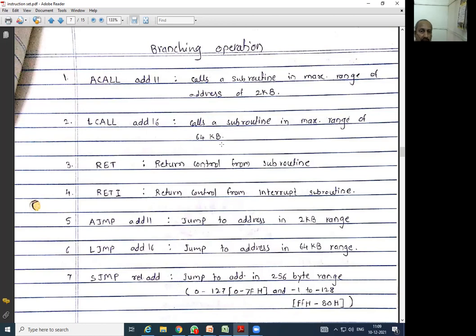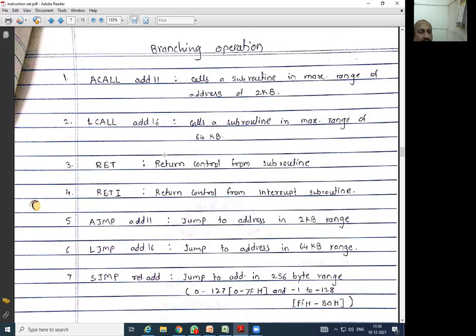Okay, LCALL. Then the next one is RET. What is this RET? It should be the last statement, or we can say the last instruction, of the subroutine, so that the program counter will come to know that the subroutine has ended and it has to go back to the main program. So this is RET.